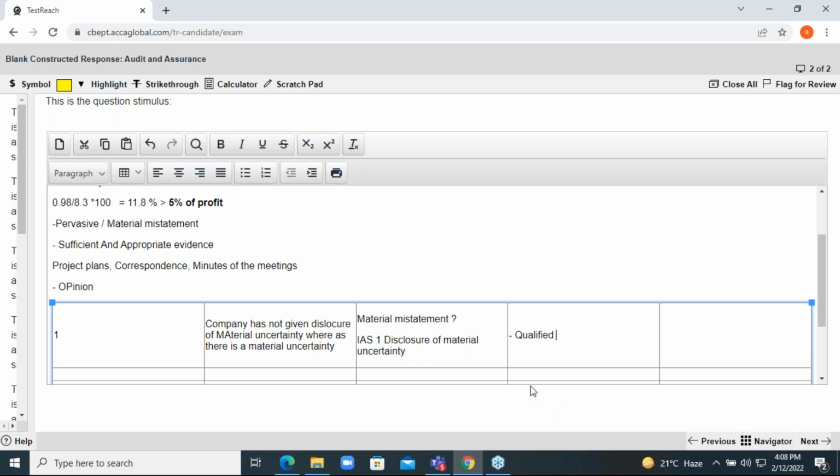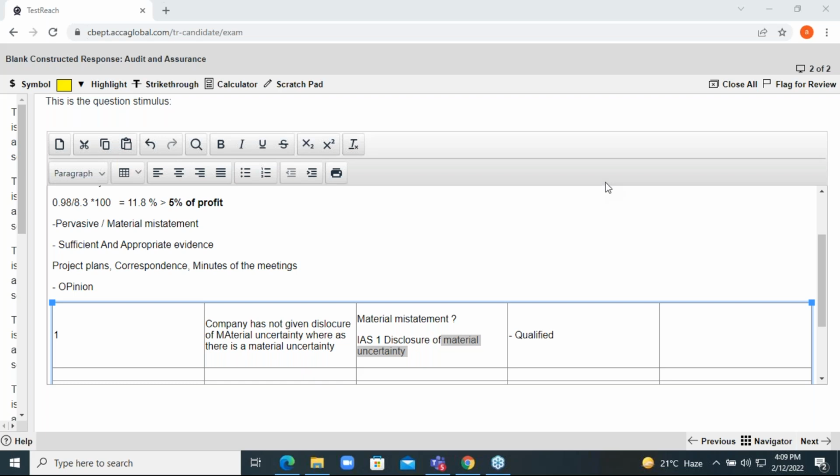Yes, Kesar. How can financial statements give a true and fair view if they have not disclosed the material uncertainty? So this is important. Yes, Kesar gave the correct answer. Very good. So all those students who claim that an adverse opinion will be given, they are partially correct.